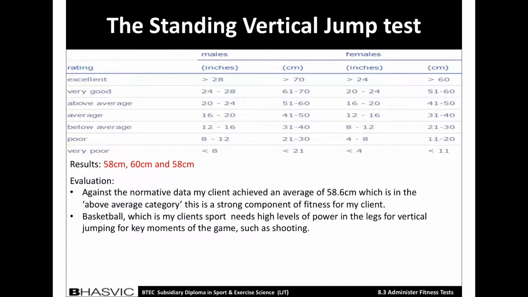The standing vertical jump test. My client recorded results of 58, 60 and 58 centimetres. Against the normative data, my client achieved an average of 58.6 centimetres, which is in the above average category. This is a strong component of fitness for my client. Basketball, which is my client's sport, needs high levels of power in the legs for vertical jumping for key moments of the game, such as shooting.